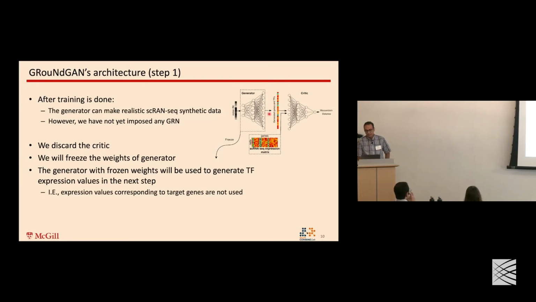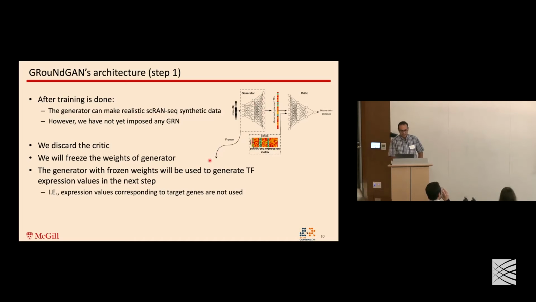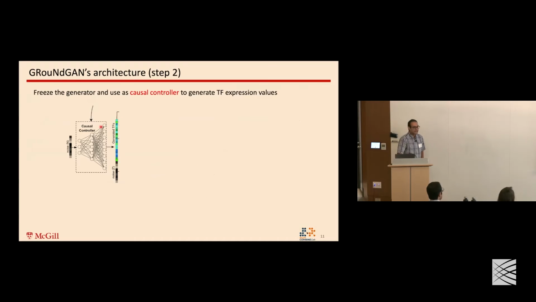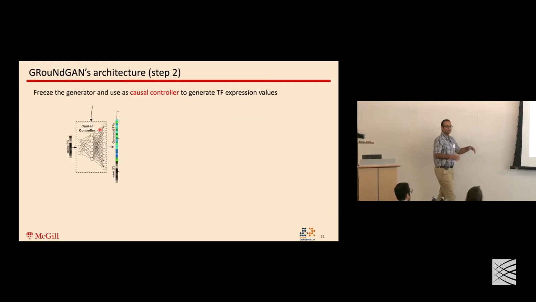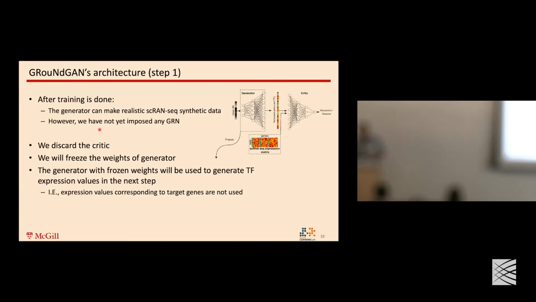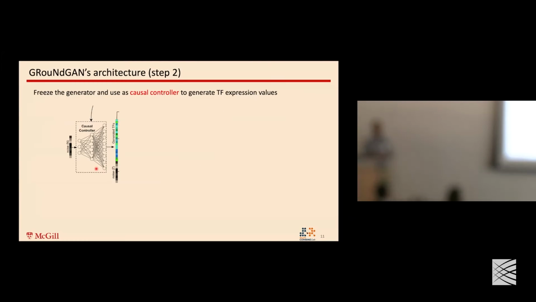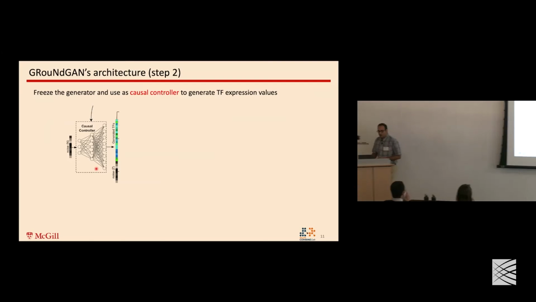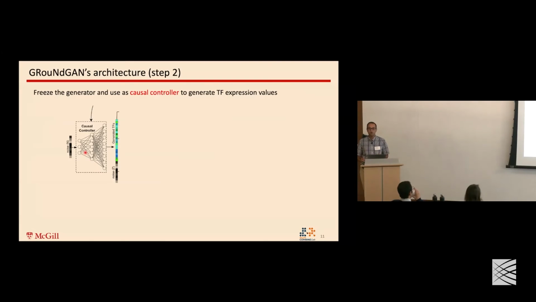And this generator is then used as the causal controller in the actual architecture of the GRouNdGAN. Not only that, but we also discard all the outputs of this generator corresponding to the target genes. So the only role that this causal controller plays for us is to generate the expression of the regulators of our model. This is because we also want to impose an input gene regulatory network in the model.